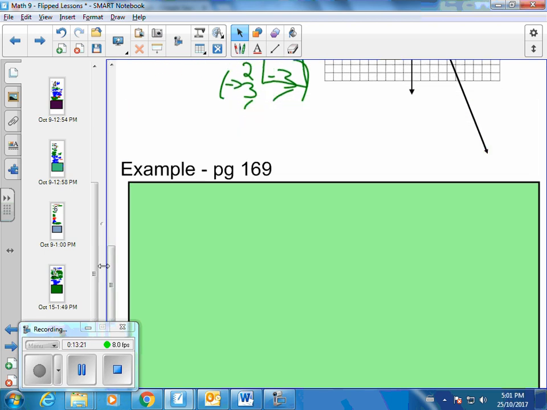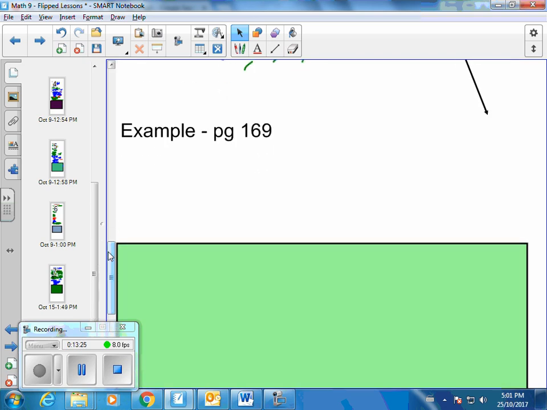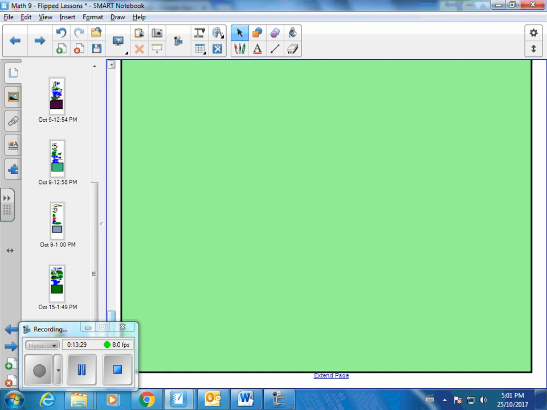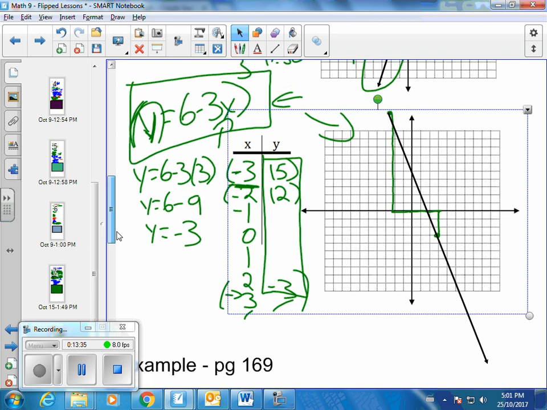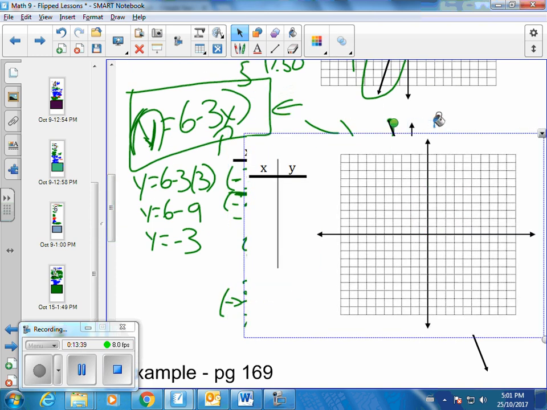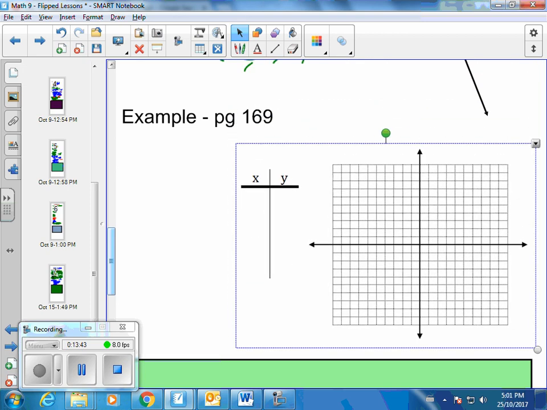All right. So page 169. Ooh. Okay, already at the bottom, I suppose. I'm going to go ahead and copy my coordinate plane over here as well. Clone. I'm going to drag this down to use here.